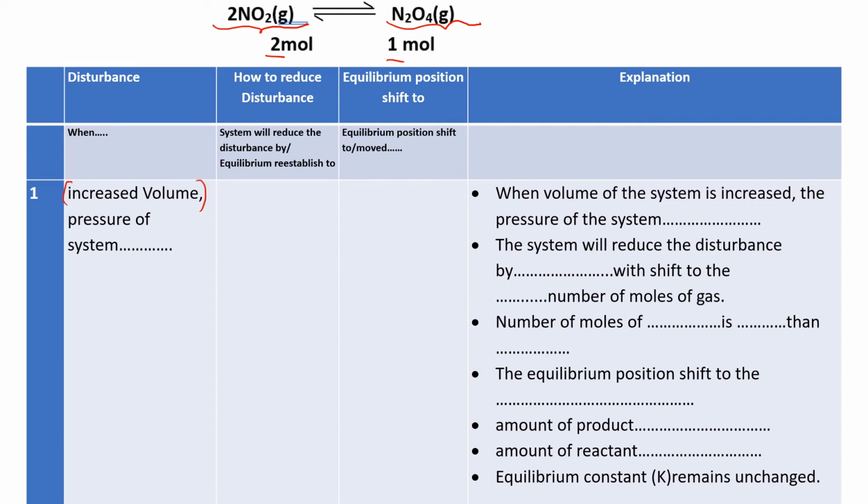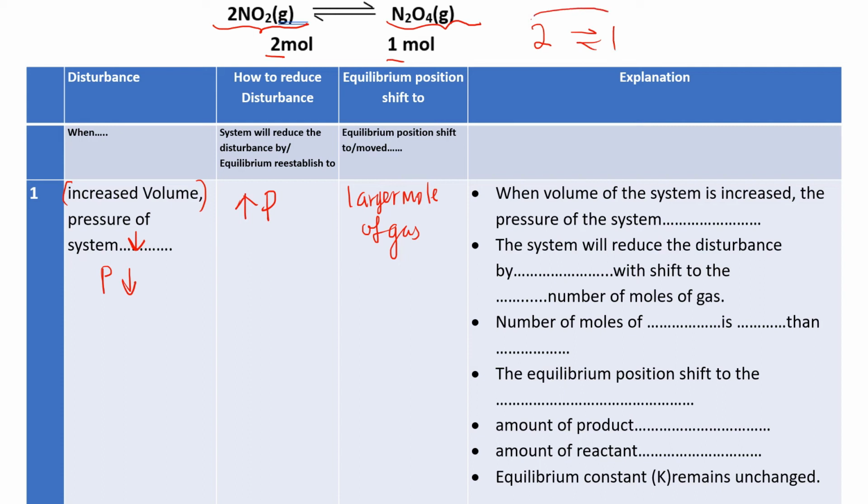Increased volume means the pressure of the system will decrease. So this disturbance is a pressure decrease, meaning that to reduce the disturbance, you must increase the pressure. So how do you increase the pressure? You must shift to the larger moles of gas. Okay, now you look at the equation. So which side will produce more moles of gas? So this is a 2 and this is a 1.